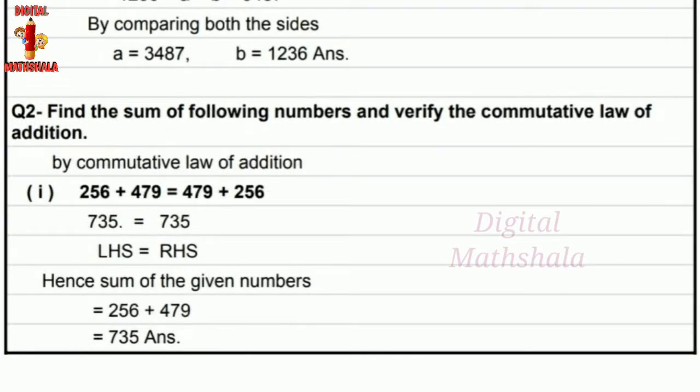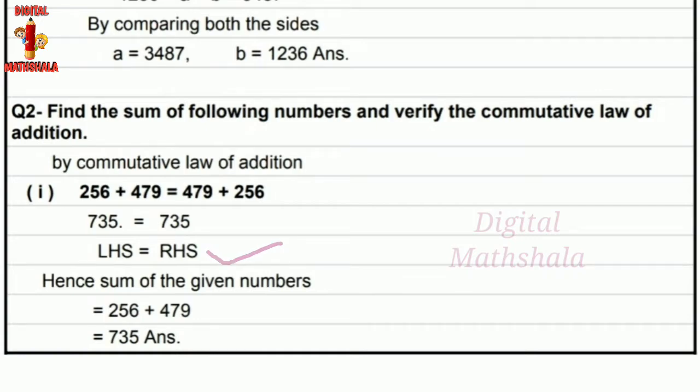Now we will discuss question number 2. Find the sum of the following numbers and verify the commutative law of addition. Here in the first part, the numbers given are 256 plus 479. By the commutative law of addition, we know that if the numbers change place, then after adding, the result will be the same. So here we will change the place of the numbers, and then we will see the addition is the same, that is 735. So we can say that LHS equals RHS.